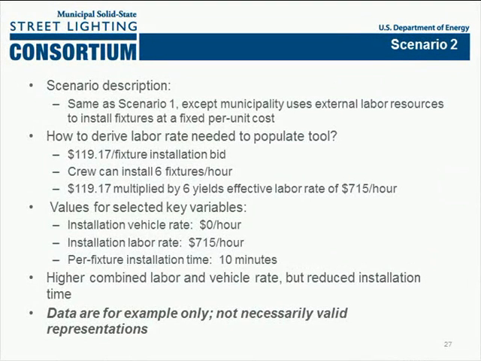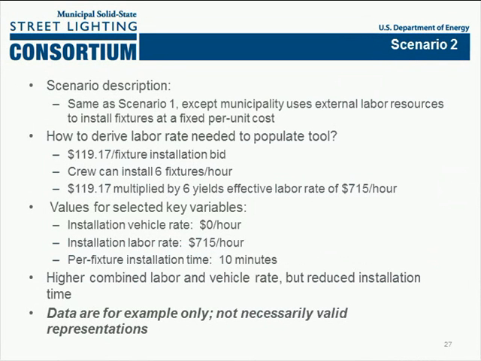So you might ask, wait a second here. The tool has vehicle rate input and installation labor rate input. How am I going to fit a fixed per unit cost into the tool? It doesn't really seem to accept that. Well, it actually can with not too much problem here. If we learn from the contractor that the crew can install 6 fixtures per hour, we can then multiply the roughly $119 cost by 6, and that yields an effective labor rate of $715 an hour.